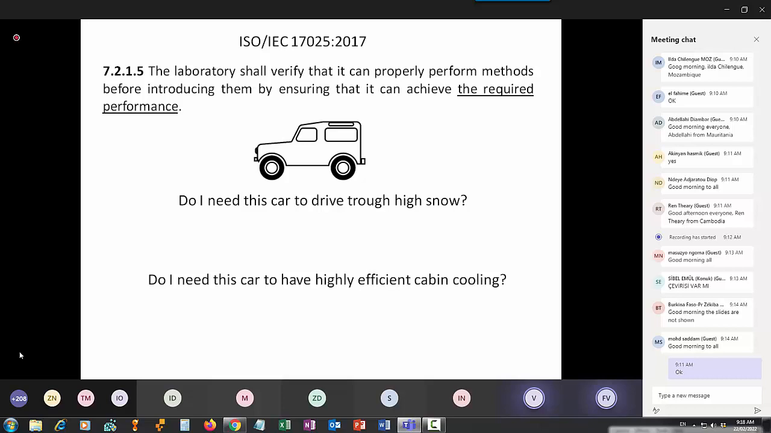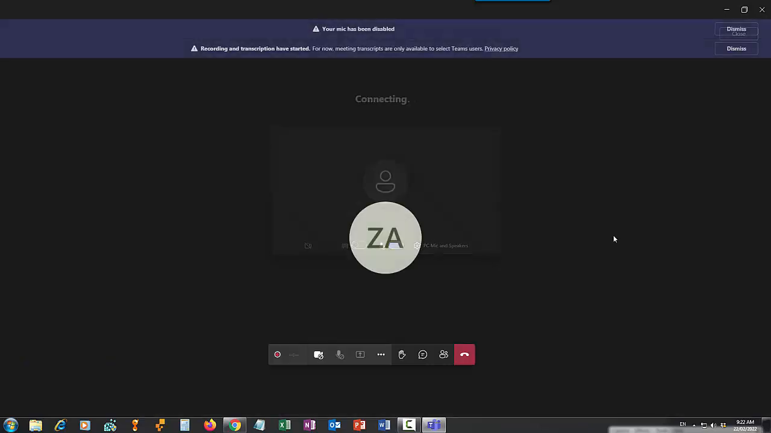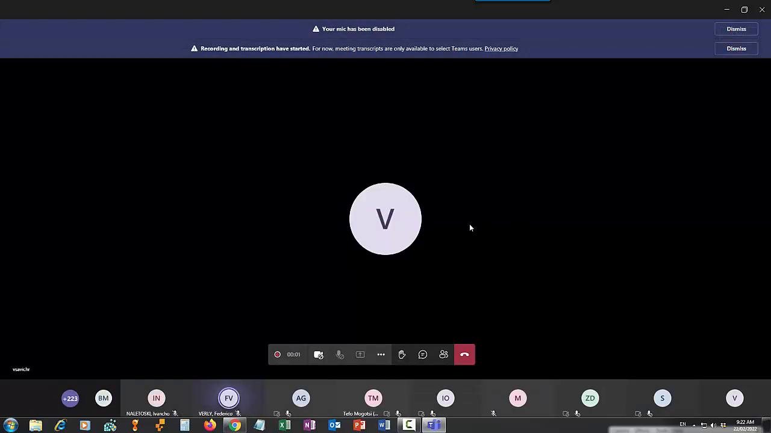So if you will buy a car, let's put two questions. What do you need of that car? So what do I need to perform for verification in your laboratory?